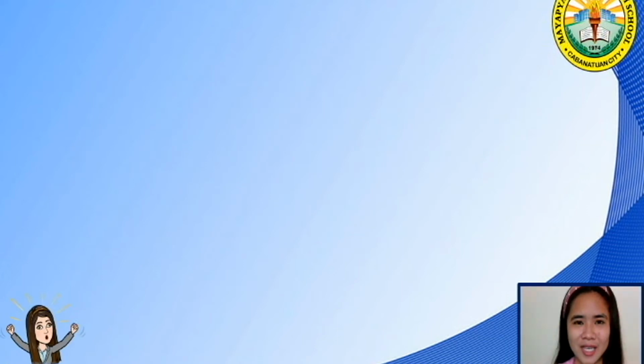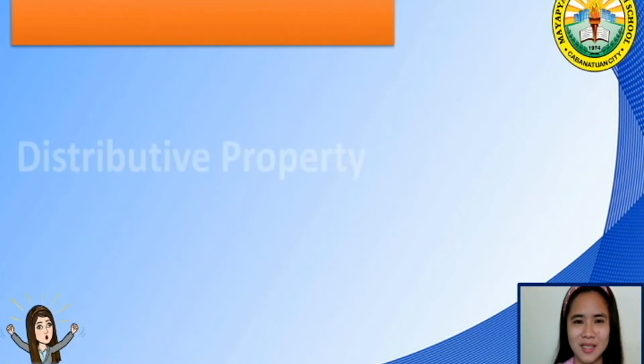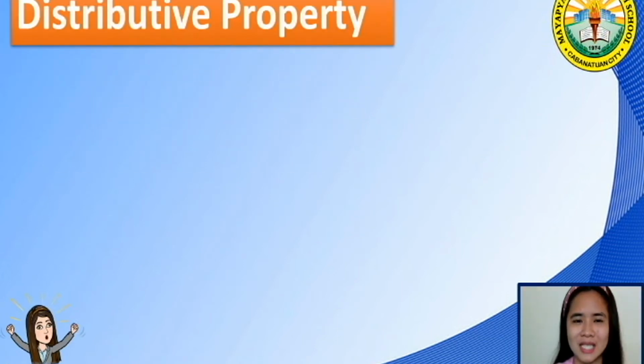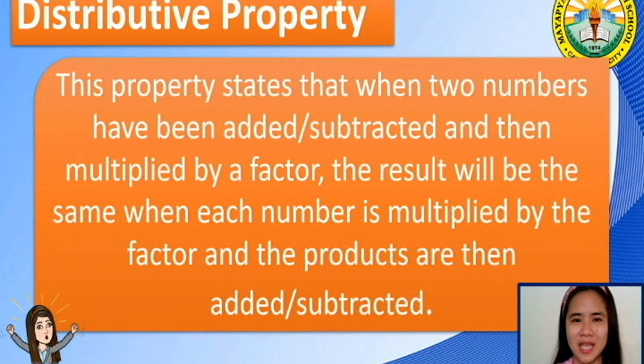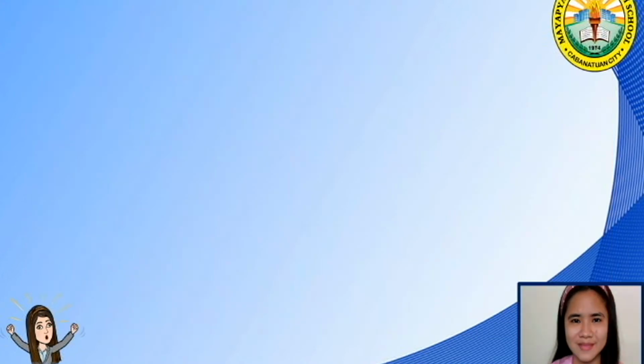Our next property is the distributive property. This property states that when two numbers have been added or subtracted and then multiplied by a factor, the result will be the same when each number is multiplied by the factor and the products are then added or subtracted. The question is, how does this apply? Let us have an example.